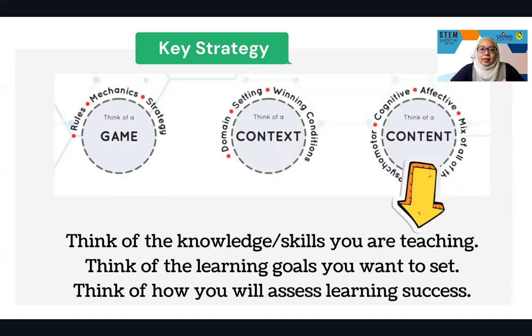So and the last but not the least important, actually this is the most important part, is the content. What is it that we're trying to teach? Yeah, what knowledge or skills are we trying to teach, yeah, through the gamification process? What learning goals do we want to achieve, and how are we going to assess learning?